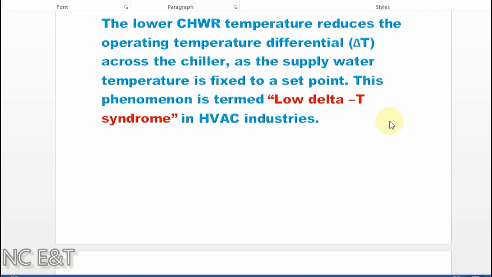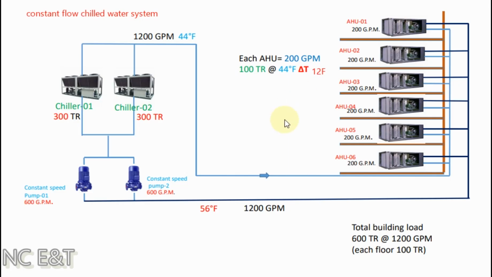Low delta T syndrome, in other words, we can define as the lower chill water return temperature reducing the operating temperature differential across the chiller, as the supply water temperature is fixed to a set point. So this phenomenon is termed low delta T syndrome in the HVAC industry. So now we can summarize our study of the constant flow primary chill water system.